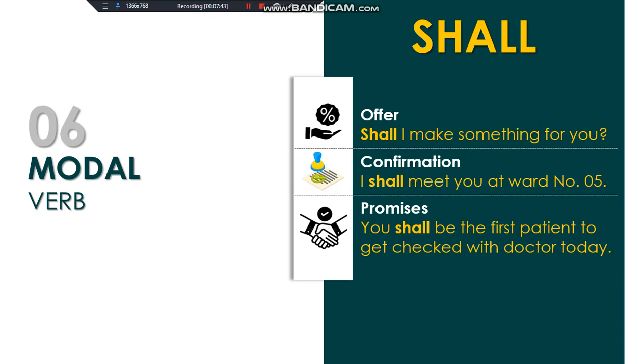We use shall when we are offering something. Shall I make something for you? Shall I drop you at home? And then we have the confirmation. I shall meet you at ward number 5. But shall is used for surety about the future, so we rarely use this now. We mostly don't use it. But with I and we you can use shall, but you are not sure about your future, so that's why you cannot use shall every time.